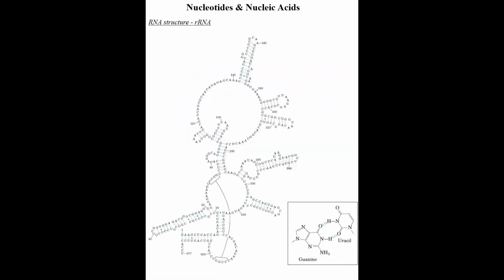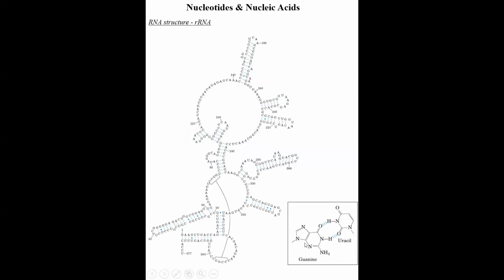And this is the secondary structure of rRNA, which is highly coiled, and you must have heard about the clover leaf model, and it is more or less similar to that. It contains various arms and loops and different nucleotides, complementary base pairs.